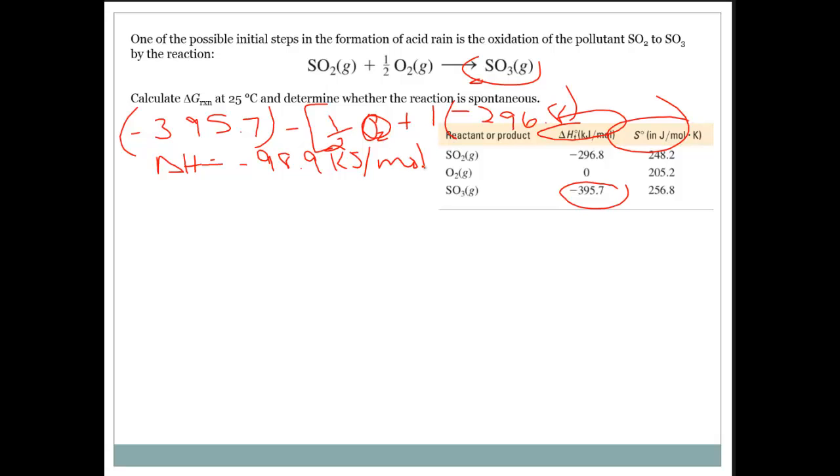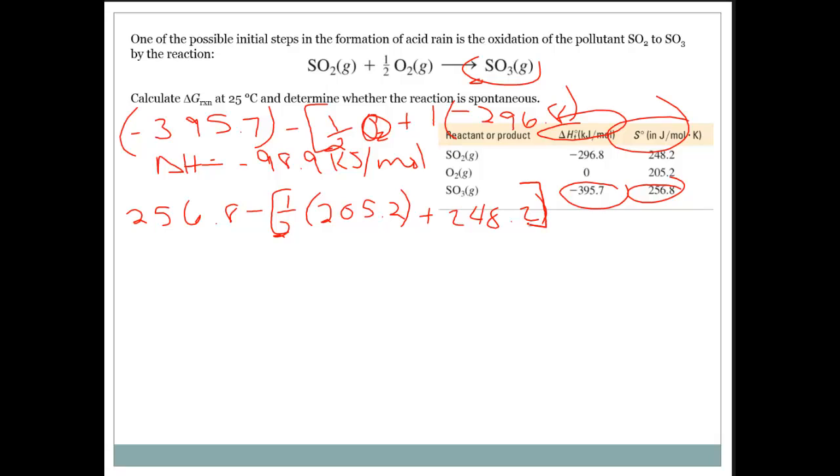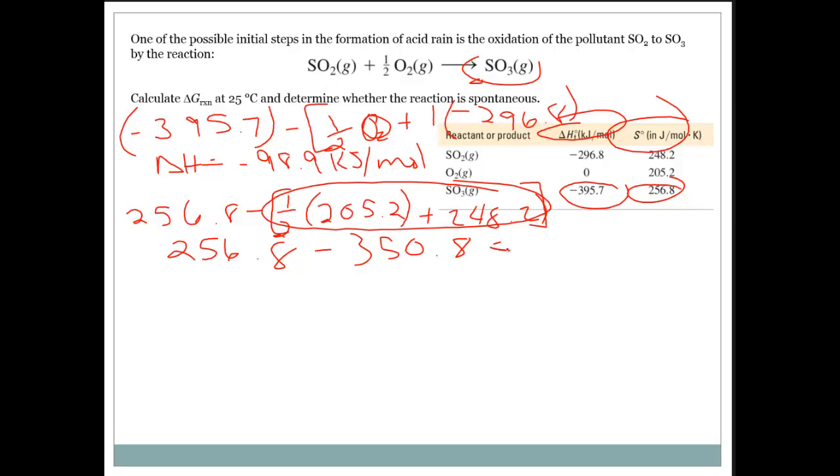Now delta S, 256 minus 1/2 of 205.2 and 1 of the SO2s, which is 248.2. This here comes out to be 350.8. Notice once again, this is in joules. I had to get into kilojoules when I put it into the real equation.